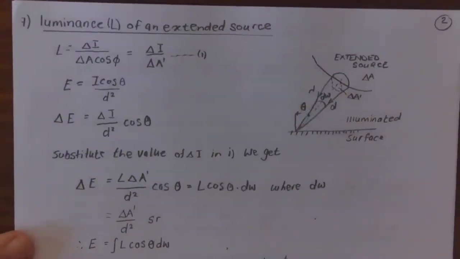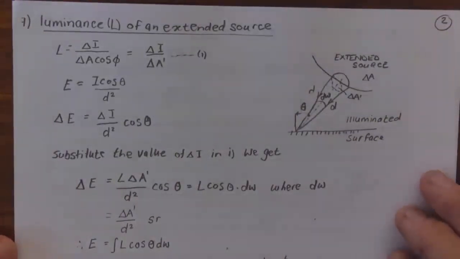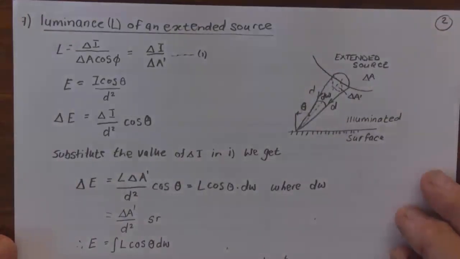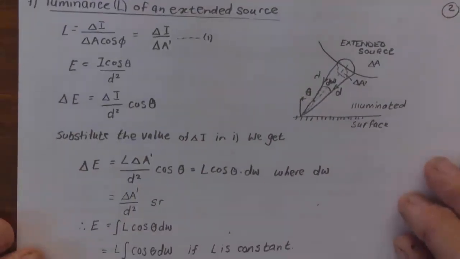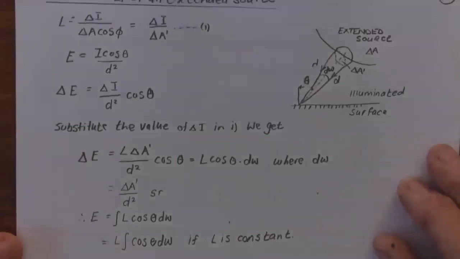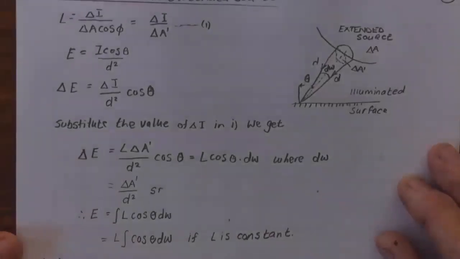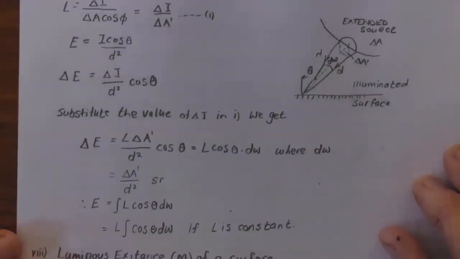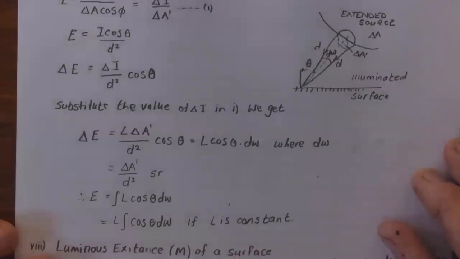Now the luminance L of an extended source: L is delta E divided by delta A cos phi, which is delta I over delta A dash. And therefore E is I cos theta divided by D squared. Therefore the change delta E is delta I over D squared, times cos theta.